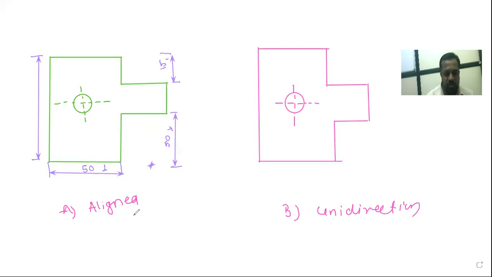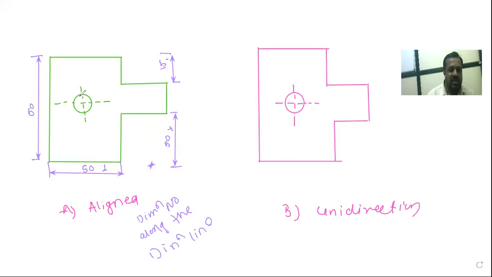Whenever we give the dimension number, the dimension number should be along the dimension line, the quantity along this line. Line cha along asla pahije. Suppose it will be resisted like this.